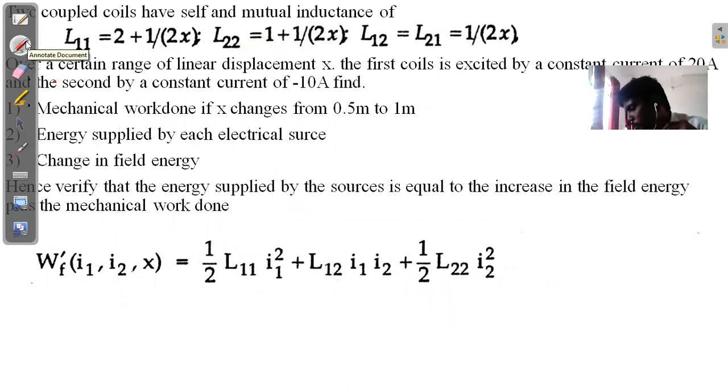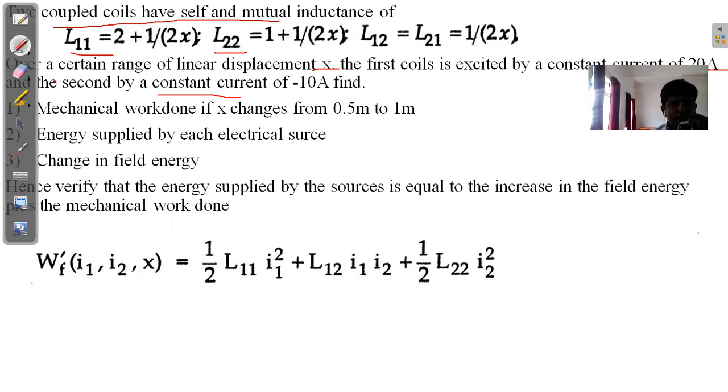So we can solve one problem here with respect to a multiple excited system, or a double excited system, so that it is easily understood. Here we have two coils. With respect to self inductance and mutual inductance, L11 equals 2 plus 1 by 2x, L22 equals 1 plus 1 by 2x, and L12 equals L21 equals 1 divided by 2x. The displacement x is given. In the first coil the excited current is 20 amps, and in the second coil the excited current is minus 10 amps.